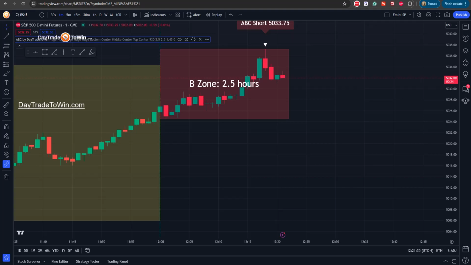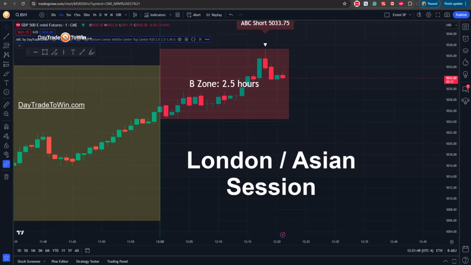And so we have this ABC method isolating the 3 parts of the day. You can use this on any market, any time frame. You can also use this overnight or pre-market. So let's say that you're trading the London session or the Asian session. You can set the time to start based on the sessions and the time zone that you live in.